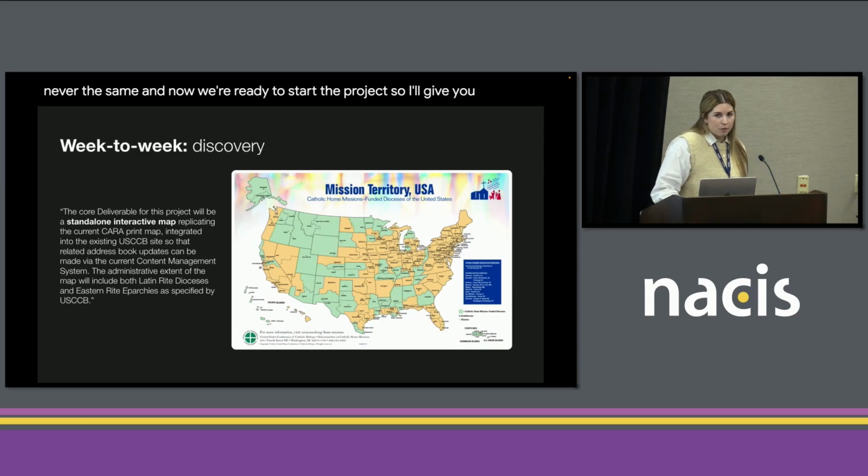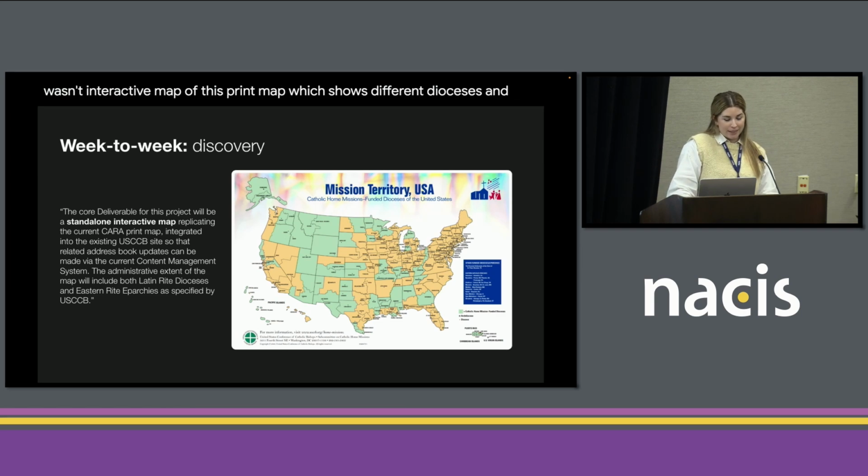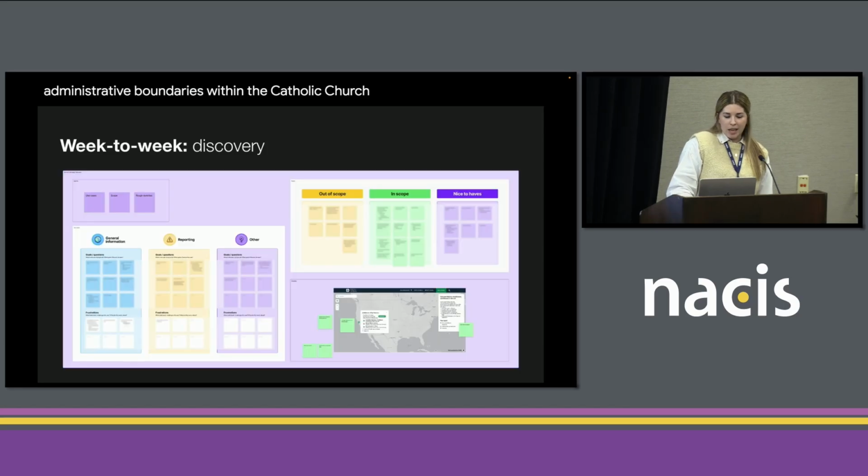So I'll give you an example. We recently did a project with the U.S. Conference of Catholic Bishops, which is an administration within the Catholic Church. And the deliverable was an interactive map of this print map, which shows different dioceses and eparchies in the United States. I will not try to explain what that is, but administrative boundaries within the Catholic Church.